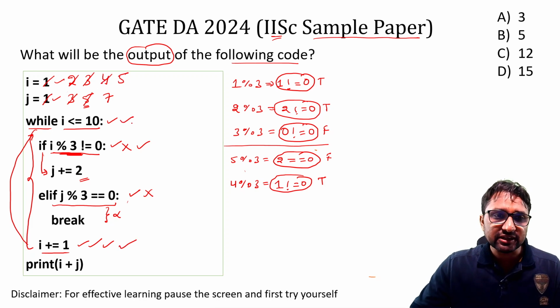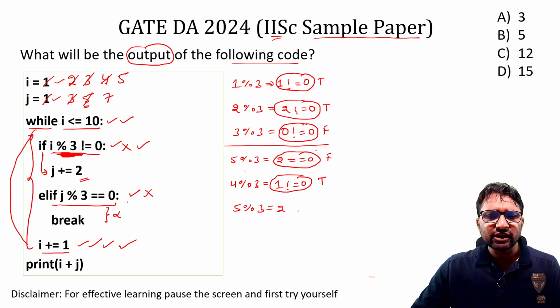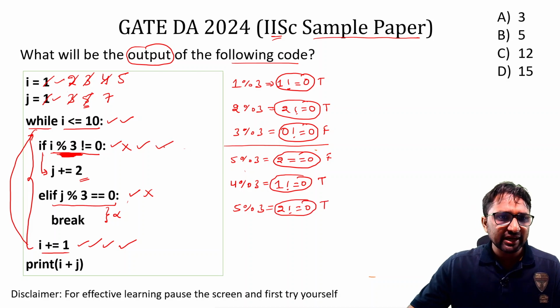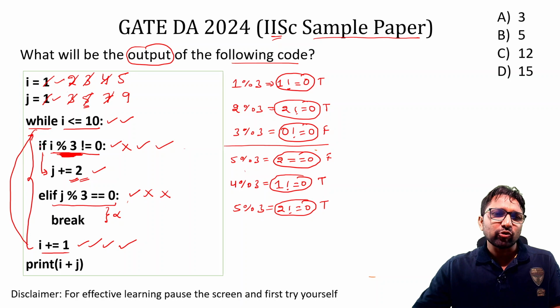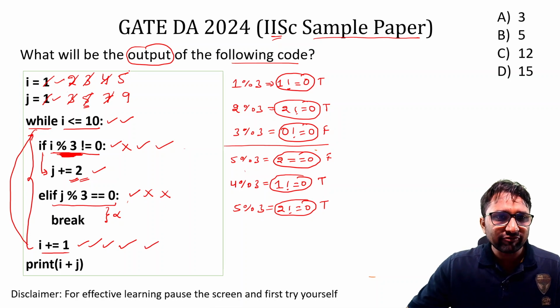Again the loop condition is satisfied. Again we check the if condition. So i value is 5, 5 mod 3 is actually 2, the remainder is 2, and that is not equal to 0. Yes, this condition is true, so we will go inside this if statement and we will increment the j value by 2 more. So this will be 9 now, and we will not go inside else because we have already gone inside if. So now we will increment the i value, that will be 6.